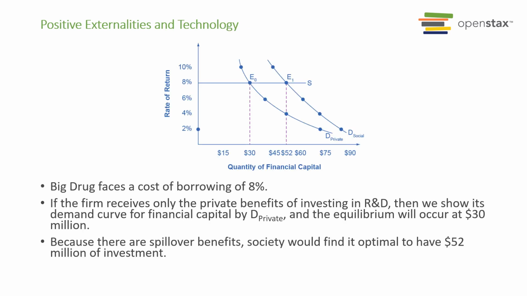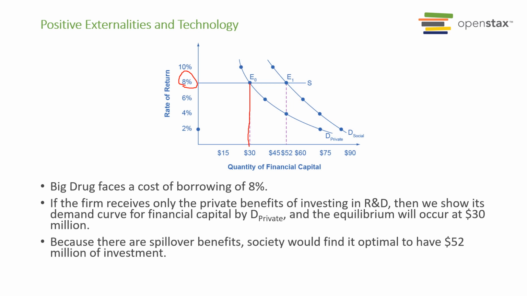So imagine we have a big drug company that needs to finance its research and development to produce a new drug. We're going to see two demand curves here. The first demand curve is D private, the demand curve of the individual company. That's how much research and development the private company wants to engage in when the market charges 8% interest. And that's a very high interest, right? If I'm a company here, I'm thinking, if I need to borrow money and pay an 8% interest rate, then I want to borrow less money.